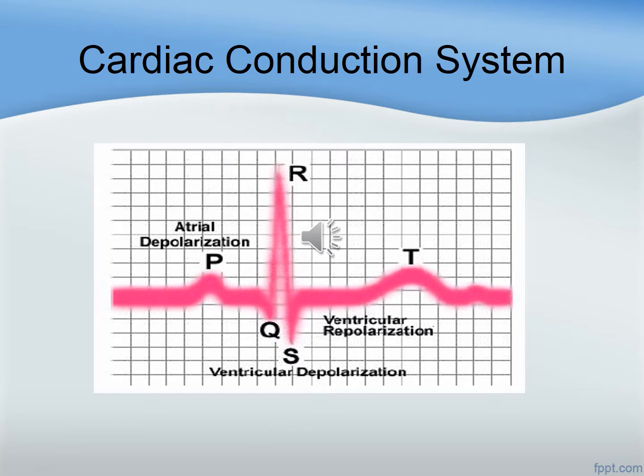Then the impulse moves to the AV node, down through the bundle of His, down the left and right bundle branches, and terminates in the Purkinje fibers, causing the ventricles to contract, and this is ventricular depolarization. All of this is represented by the QRS complex. Then there is another pause, which is the ST interval, then the T wave, which represents ventricular repolarization so that the heart can regain the negative charge and start this whole electrical impulse all over again.